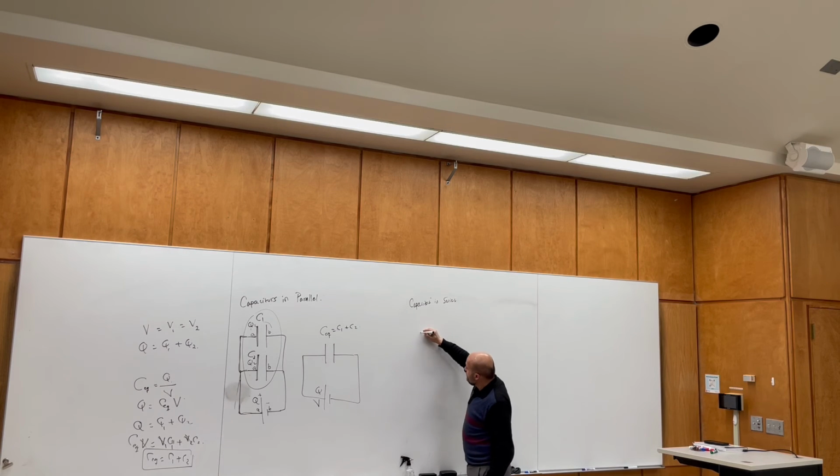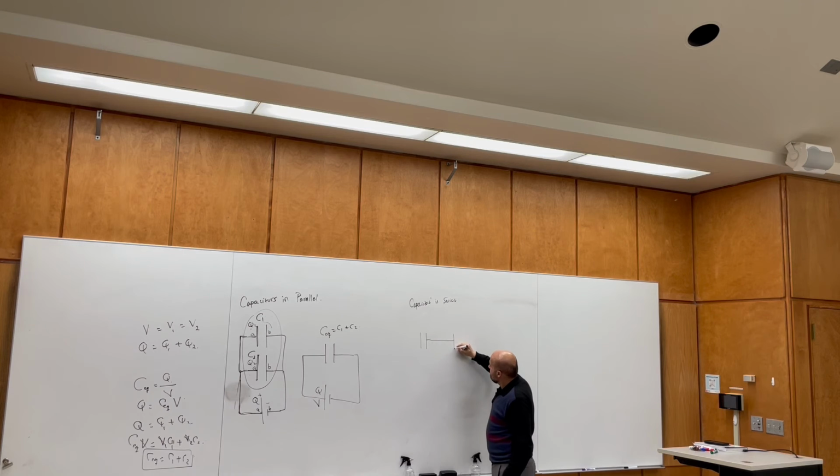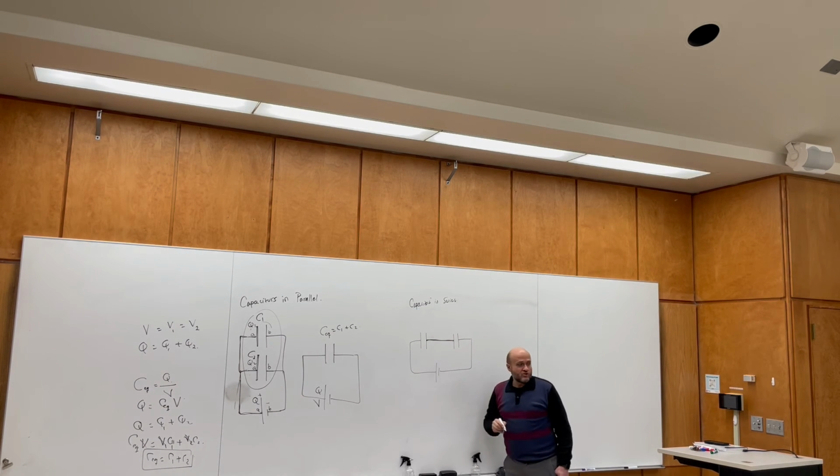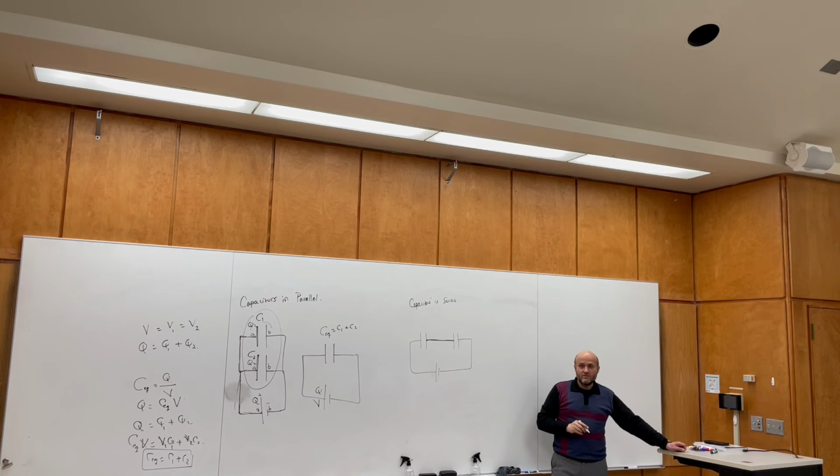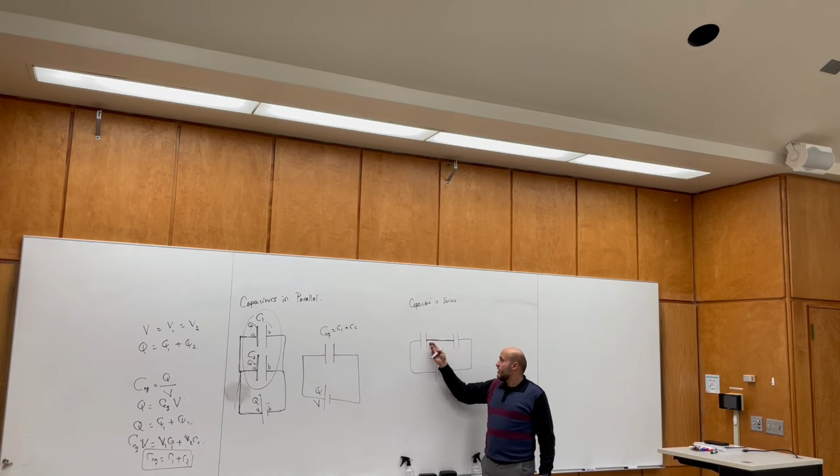For this combination, the two capacitors are connected with one wire, like this. So they are connected with one wire without a junction. That's how we determine if these are in series or not. If these two plates are connected with one wire and there's no junction, then they are in series.